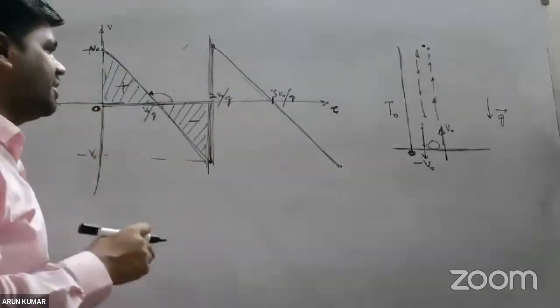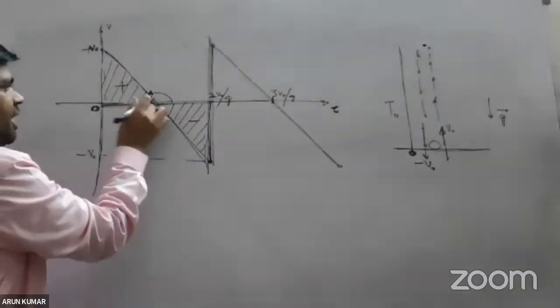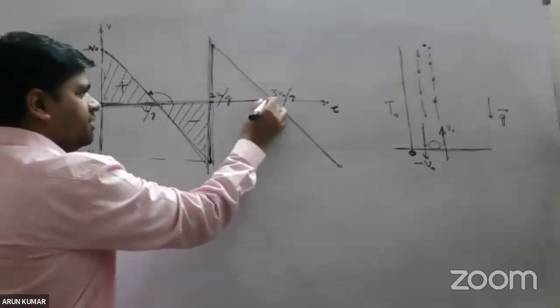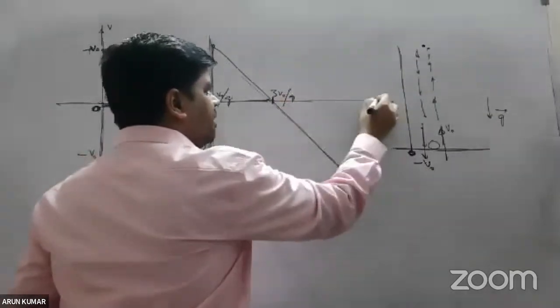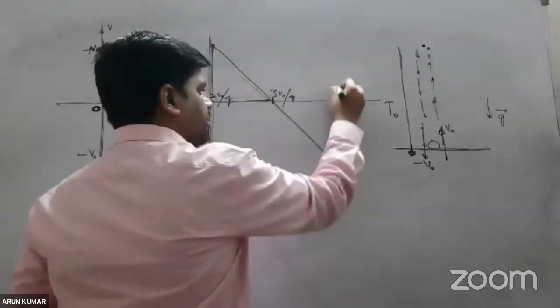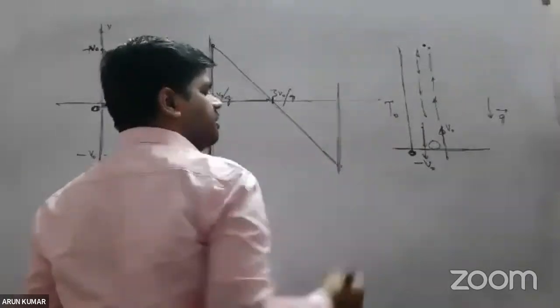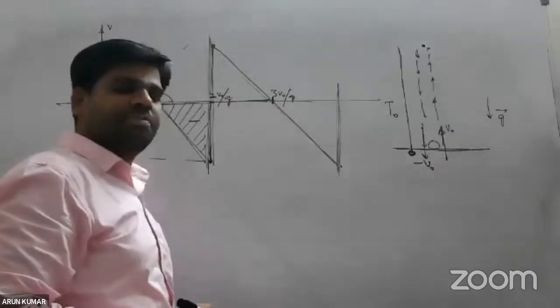Anyway, that's a correct answer. 3 V naught by G. How can I say that? Because from 2 V naught by G to here, this is V naught by G. I'm just replicating this here. So 2 V naught by G plus V naught by G, which is 3 V naught by G. When will the second bounce happen?